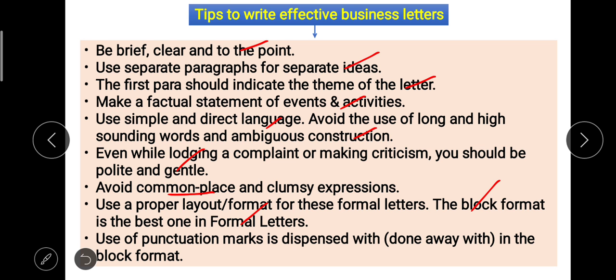And in block format, we needn't strictly follow the punctuation, rule of the punctuations. Because block format is free from punctuations, it becomes very like a personal choice of the writer. If you want to use comma and all these things, full stop never goes over there. Sometimes you use commas, but you can do away with even the commas. Because in block format, we are free from punctuations.